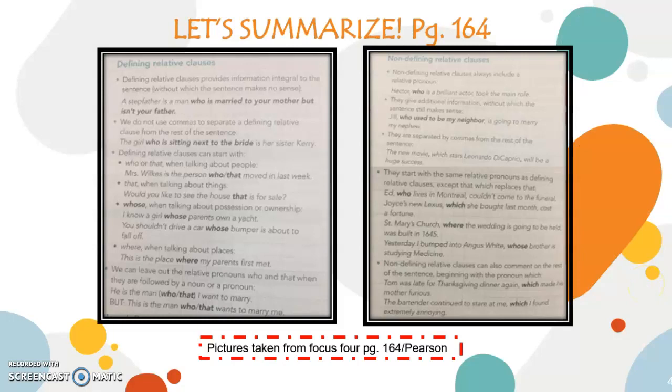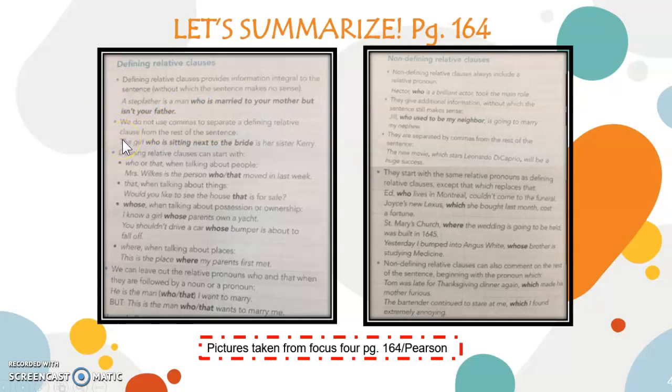Well, guys, let's summarize. On page 164, you have the different uses of relative clauses that you can check and highlight. For example, in the first part, it says defining relative clauses provide information that is integral to the sentence, without which the sentence makes no sense. Please highlight this part in your notebooks, because it summarizes what I was trying to explain here. Then we have that with defining relative clauses, we don't use commas. Please highlight this also, because in terms of grammar, it's important.